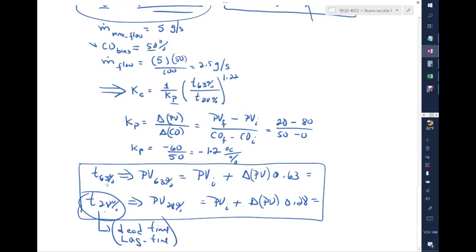Now the KP is the process gain, and that process gain ends up being about negative 1.2. This KP will follow the sign of KC. We know that KC for this system must be negative, so that's why KP ends up being negative as well. And finally, we also need this calculation. To calculate T of 63% or T of 28%, we have to find out where the PV of 63% is located versus the PV of 28%. When you get that, it's easy to get those times.